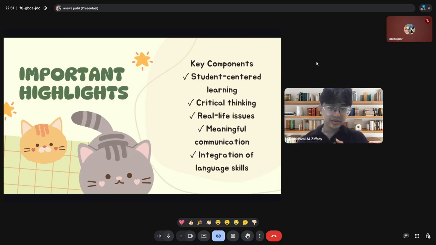There are several important components highlighted in this lesson plan. First, learning is student-centered, meaning that students actively participate in the learning process. Second, the lesson promotes critical thinking through the discussion of real-life issues. Third, meaningful communication is emphasized so that students can use English in authentic contexts. Lastly, all language skills are integrated to help students develop communicative competence comprehensively.